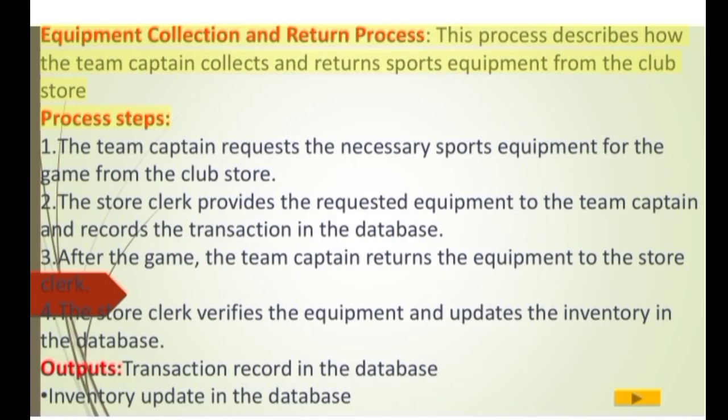Equipment collection and return process. This process describes how the team captain collects and returns sports equipment from the club store. Process steps. 1. The team captain requests the necessary sports equipment for the game from the club store. 2. The store clerk provides the requested equipment to the team captain and records the transaction in the database. 3. After the game, the team captain returns the equipment to the store clerk. 4. The store clerk verifies the equipment and updates the inventory in the database. Outputs. Transaction record in the database, inventory update in the database.